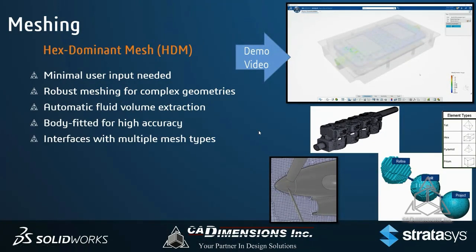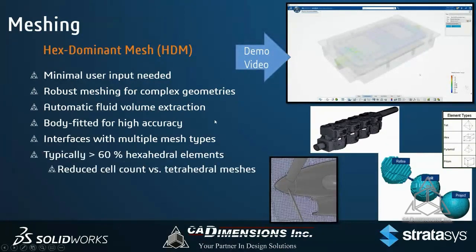So the solid physics and the fluid physics interact with each other automatically. And it is a reduced cell count versus a tetrahedral mesh or a Cartesian mesh alone. It is more accurate with less mesh elements, which translates directly to faster solution times. So we get a time saving in terms of both mesh and solution time.